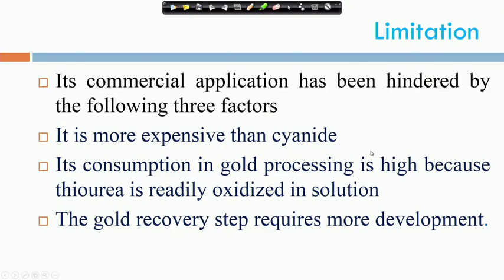Its consumption in gold processing is high, because thiourea is readily oxidized. The gold recovery steps require more development. Things are still under development in this particular area. Cyanide is an older, more established process. People have looked at that process for many years, as opposed to this one, which is a relatively newer process and still kind of a work in progress.